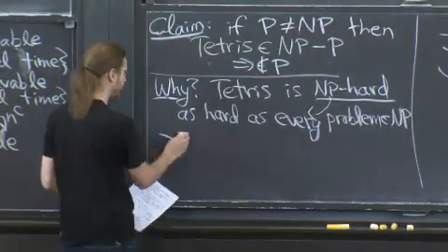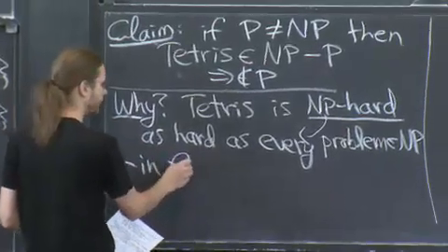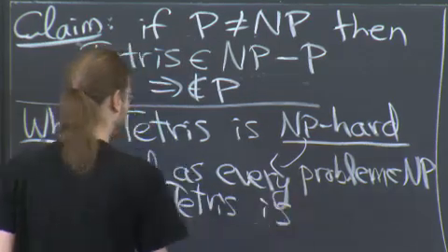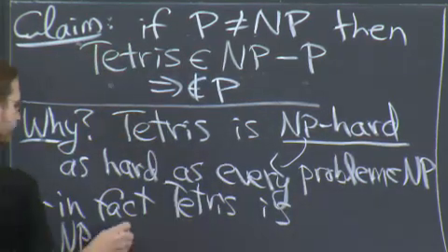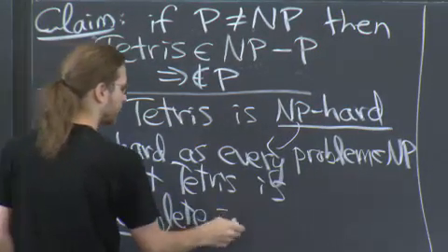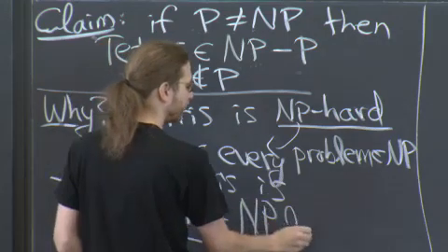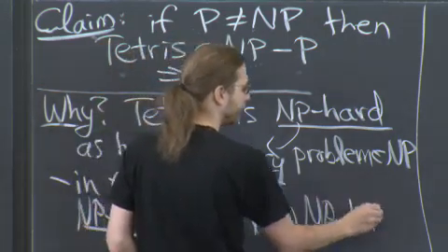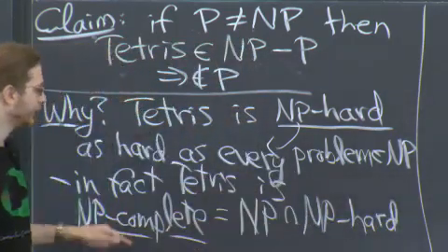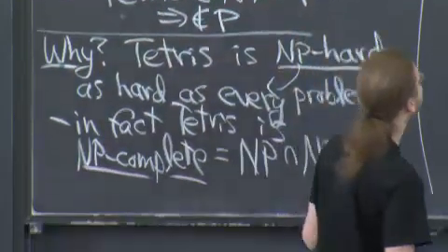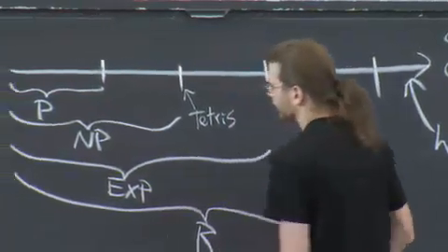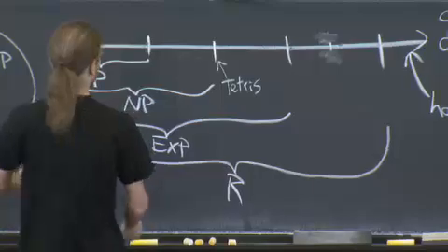OK, just to get some terminology, what is this NP complete business? Tetris is NP complete. Which means two things. One is that it's NP hard, and the other is that it's in NP. So if you think of the intersection, NP intersect NP hard, that's NP complete. Let me draw on the picture here what this means. So I'm going to draw it on the top.